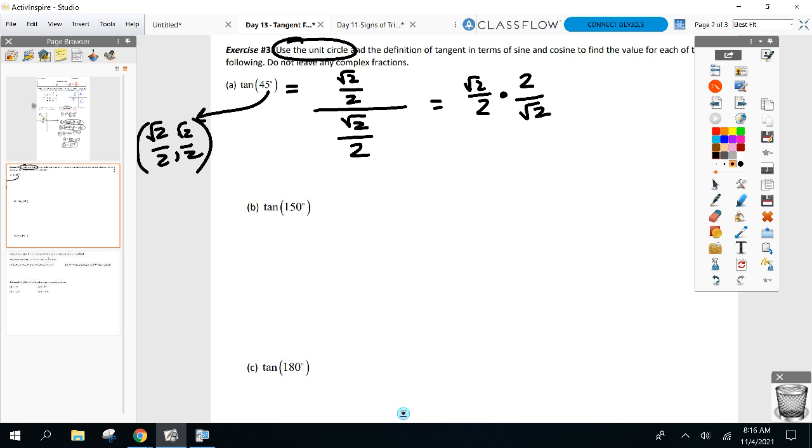That's how we change it. And do you see everything that's going to cross out? The 2's can cross out and the radical 2's can cross out. 0 then? 0? 1. And you can confirm that on your calculator. If you do tangent of 45, it'll be 1.